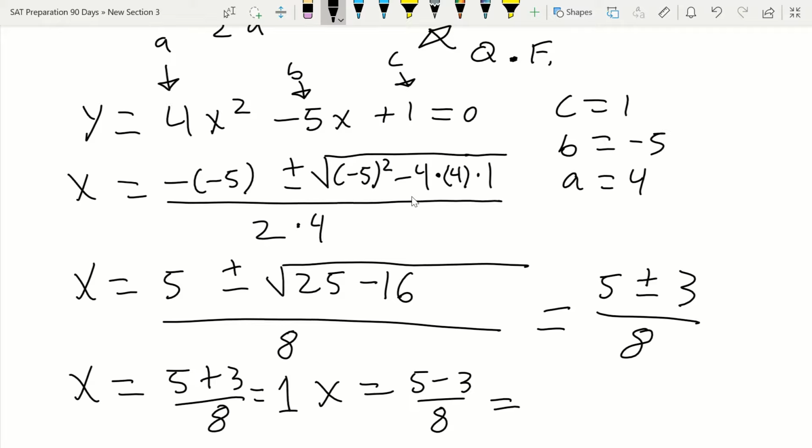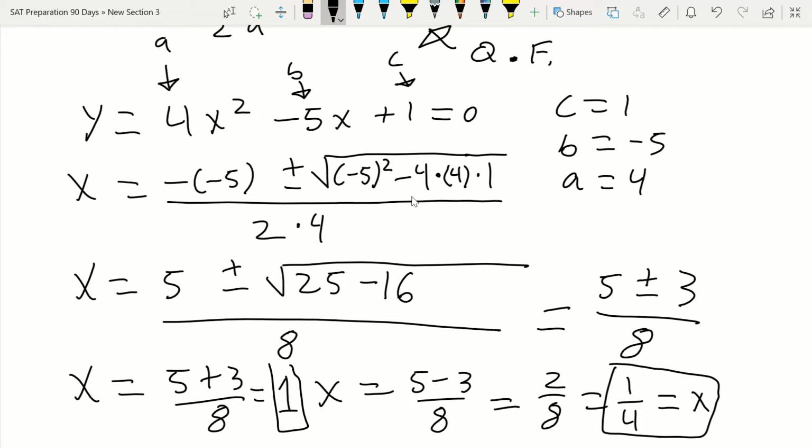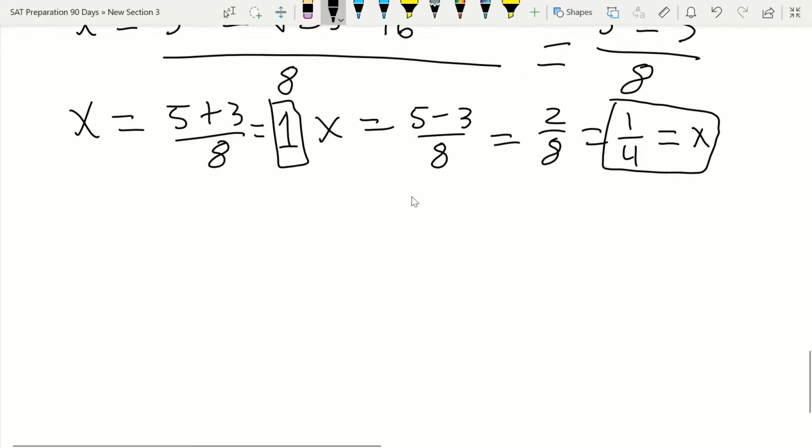And then over here we have 5 minus 3, which is 2. 2 over 8 is going to give us 1 over 4. So 1 over 4 is going to be our other root. So we'll have a root as 1/4, and we also have one of our roots be 1. So we have x equals 1 and x equals 1/4 as our roots there.